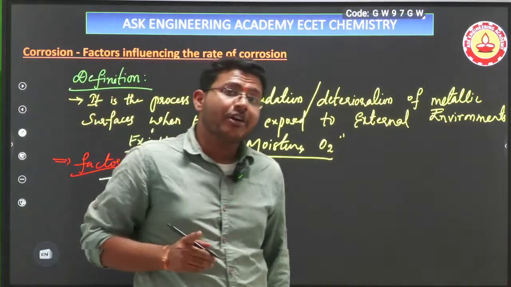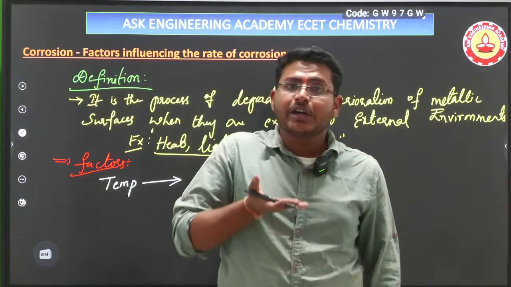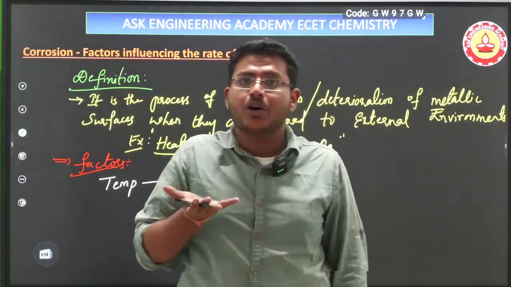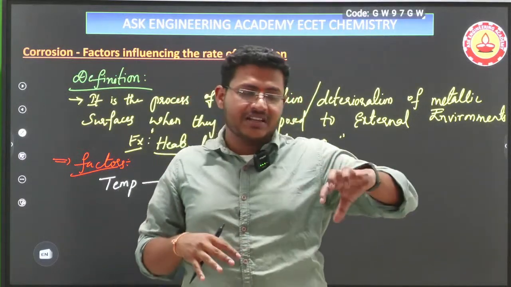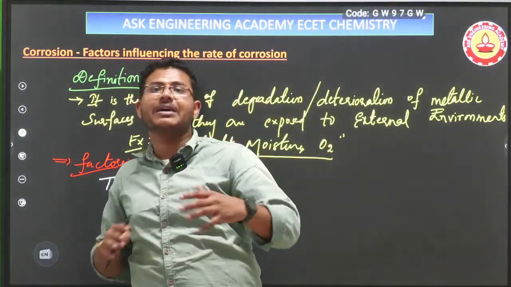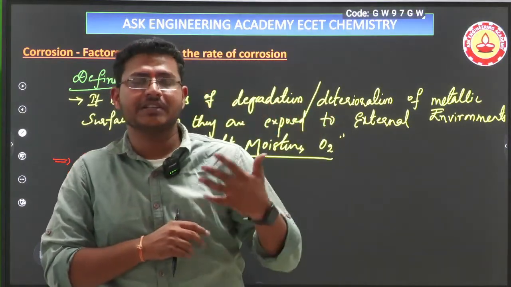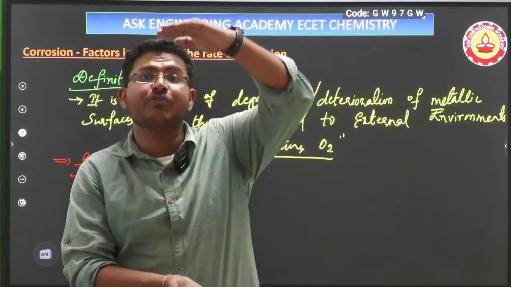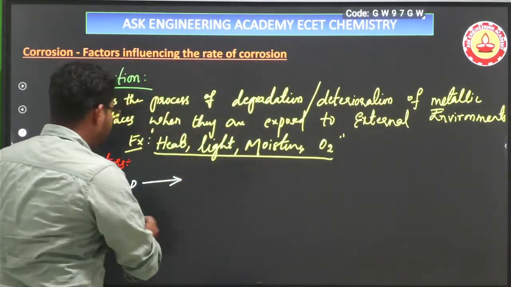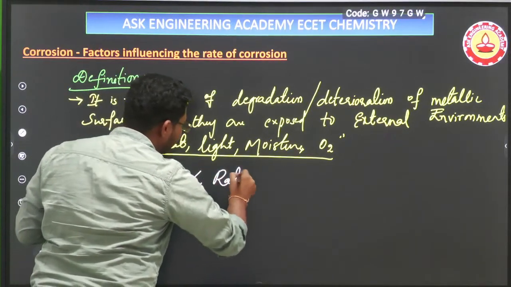Temperature and the rate of corrosion are always directly proportional to each other. That means if we raise the temperature of the environment or the metallic surface that participates in corrosion, the rate of corrosion can be increased. That means the rate of corrosion can be increased by increasing the temperature. So that's why temperature is directly proportional to the rate of corrosion.